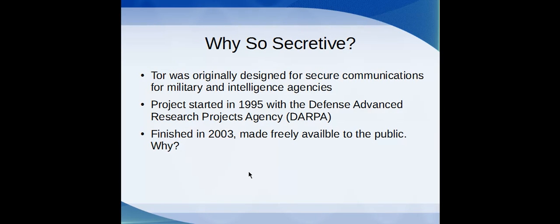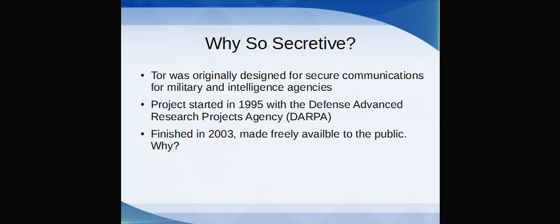So why is the Tor network so secretive? Well, Tor was originally designed for secure communications for military and intelligence agencies. It was a project started in 1995 with the Defense Advanced Research Project Agency, and when they finished it in 2003, they made it freely available to the public. Now you might ask, why in the world would a top secret research agency make one of their projects freely available to the public?